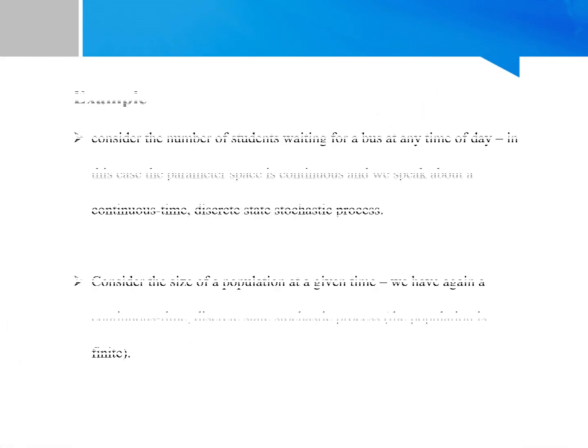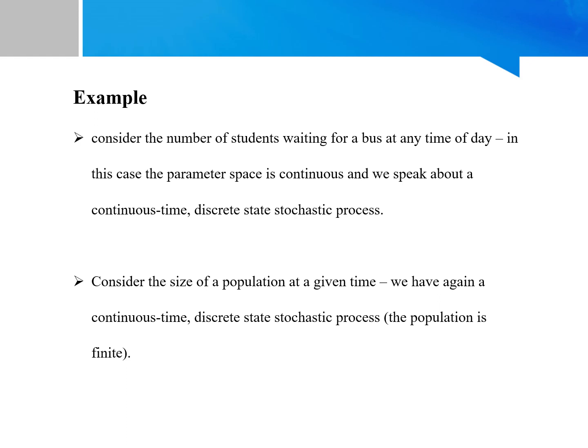For example, consider the number of students waiting for a bus at any time of a day. In the previous example, we considered only the daytime, but here it is any time of a day. In this case, the parameter space is continuous and we speak of continuous time. So any time of a day, it may be morning, evening, or night, and the state space will be the number of students. So here the time will be continuous and the state space will be discrete, that is, the number of students waiting for a bus.